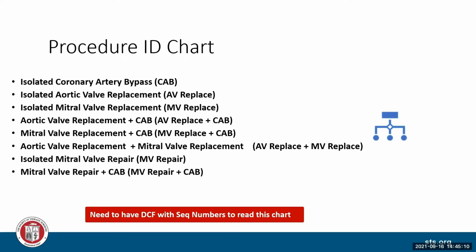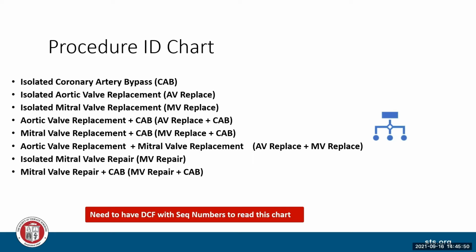That's the term we use, isolated. It's gonna be a cab plus other when it gets analyzed. So we have these procedures here: isolated coronary artery bypass, isolated AVR, isolated MVR, aortic valve replacement plus cab, mitral valve replacement plus cab, aortic valve replacement plus mitral valve replacement, isolated mitral valve repair, and the mitral valve repair plus the cab. These are your analyzed cases.